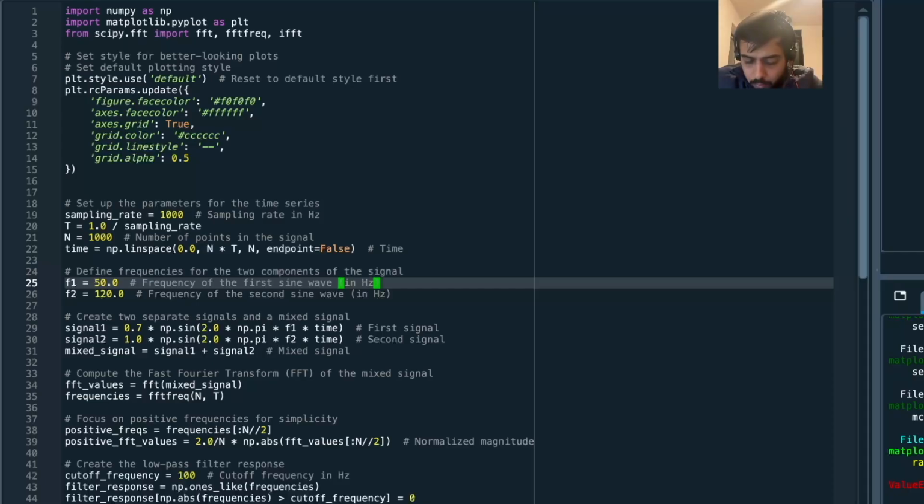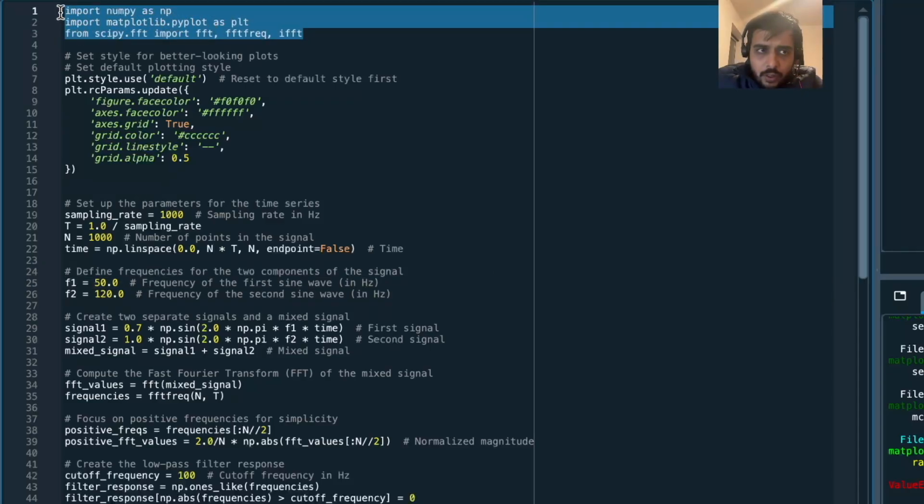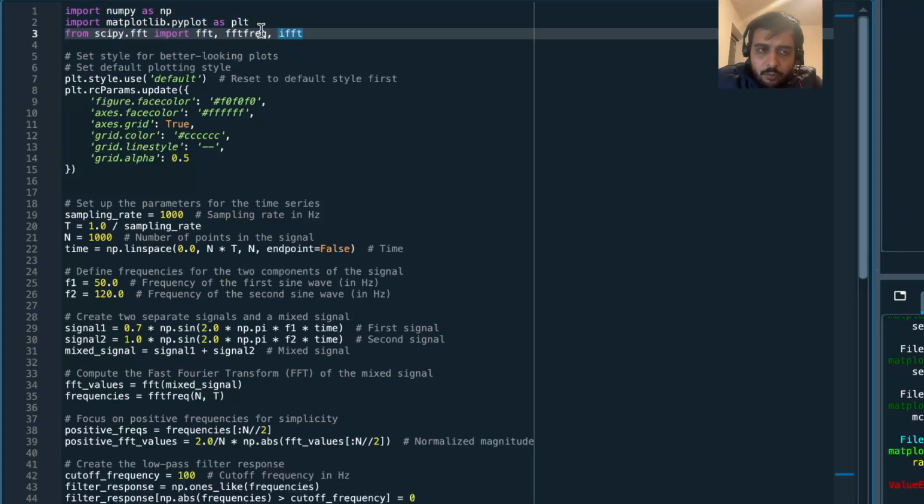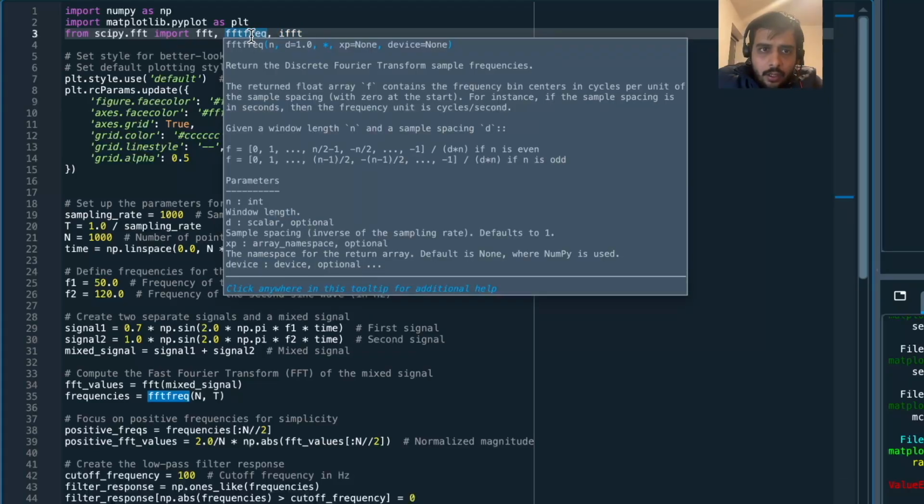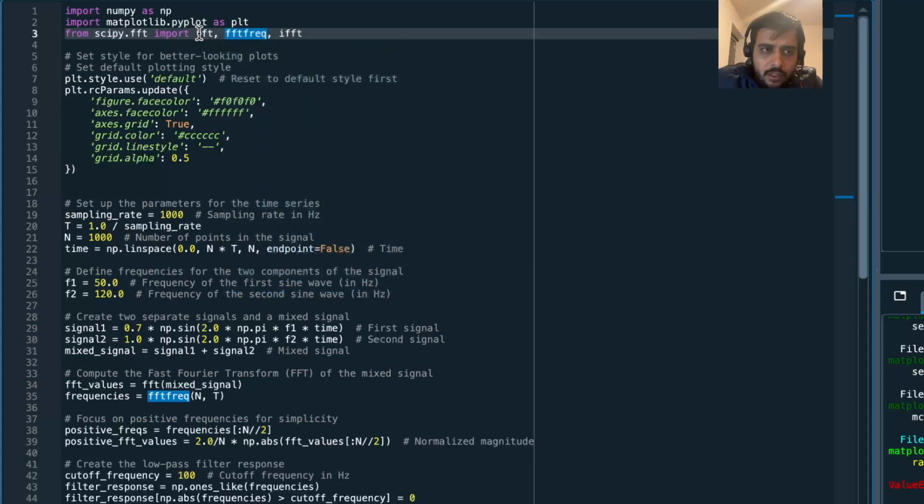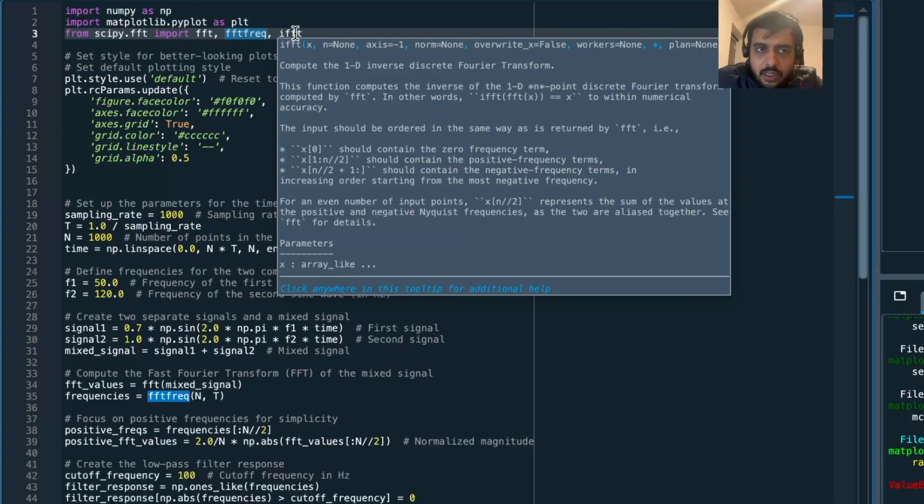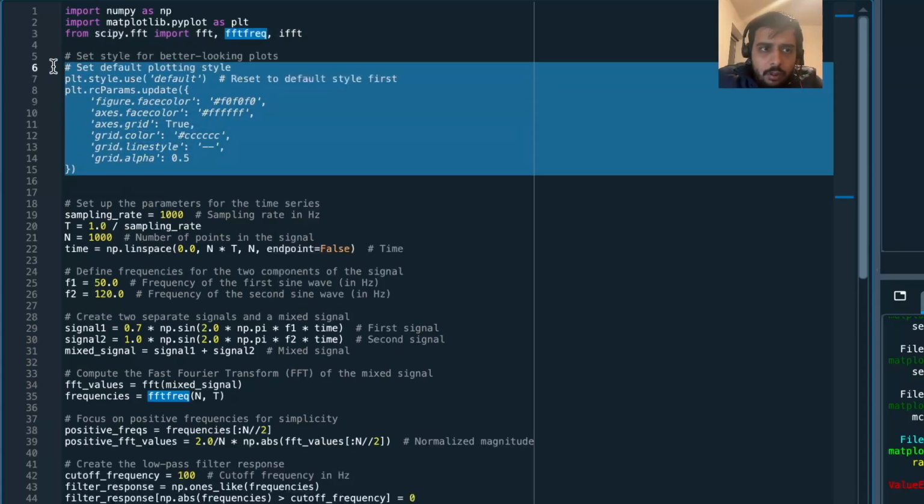So here is the code that I will also share in the description, and I will briefly explain what this code does. Here we import the necessary Fourier transform libraries from SciPy.fft, and IFFT is the inverse Fourier transform, and for scaling we need fft.frequency. You can find all this information by just reading its documentation. SciPy has good documentation, and I'm using some default plotting style.